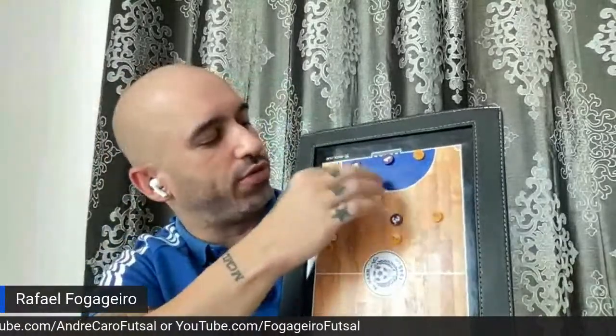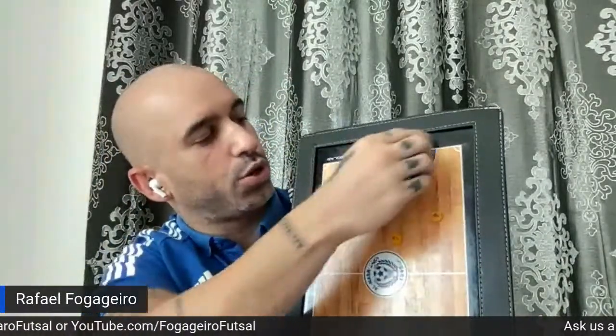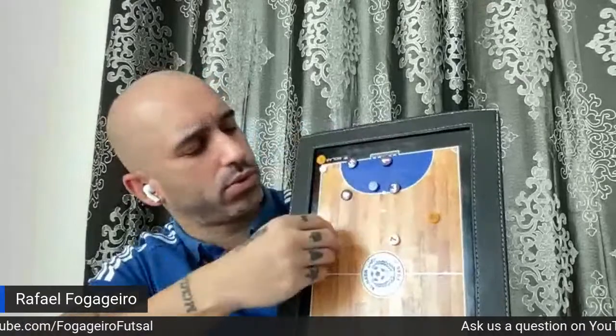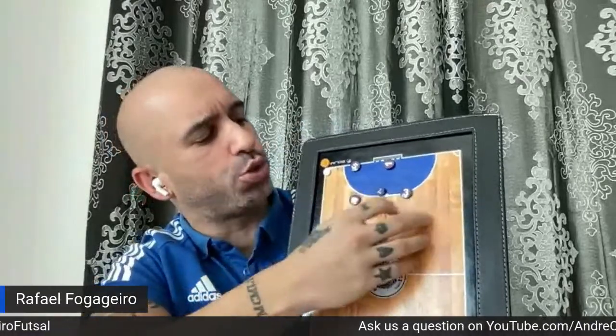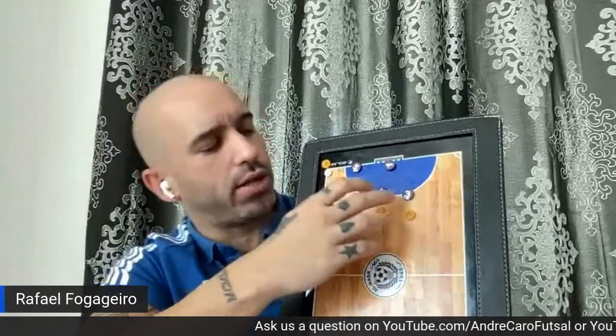Rafa, again, still talking about zonal defense. Strategies to attack that third and fourth player. Yes, Andrea, keeping the idea about the zonal defense: create superiorities. So, movements to attack the number 3 and number 4.